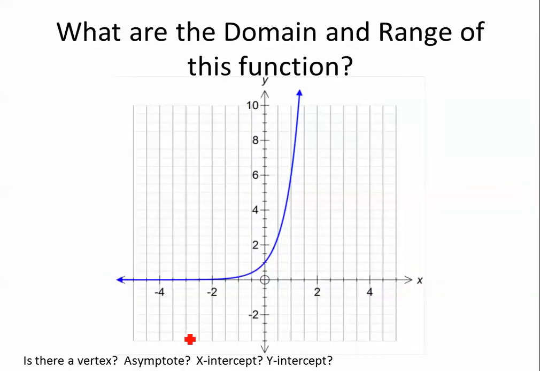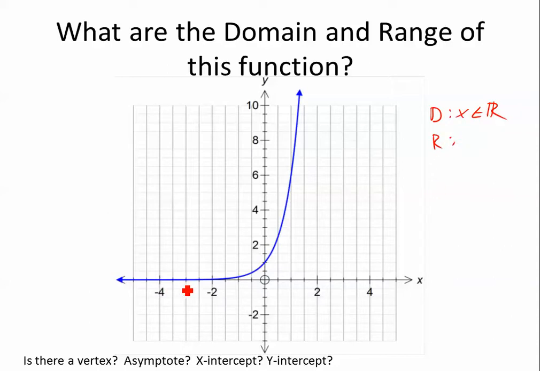Alright, what are the domain and range of this function? Alright, let's do domain first. X values, does it go to the right forever and ever? Yes, it does. Does it go to the left forever and ever? Yes, it does. That means x is of the set of real numbers.